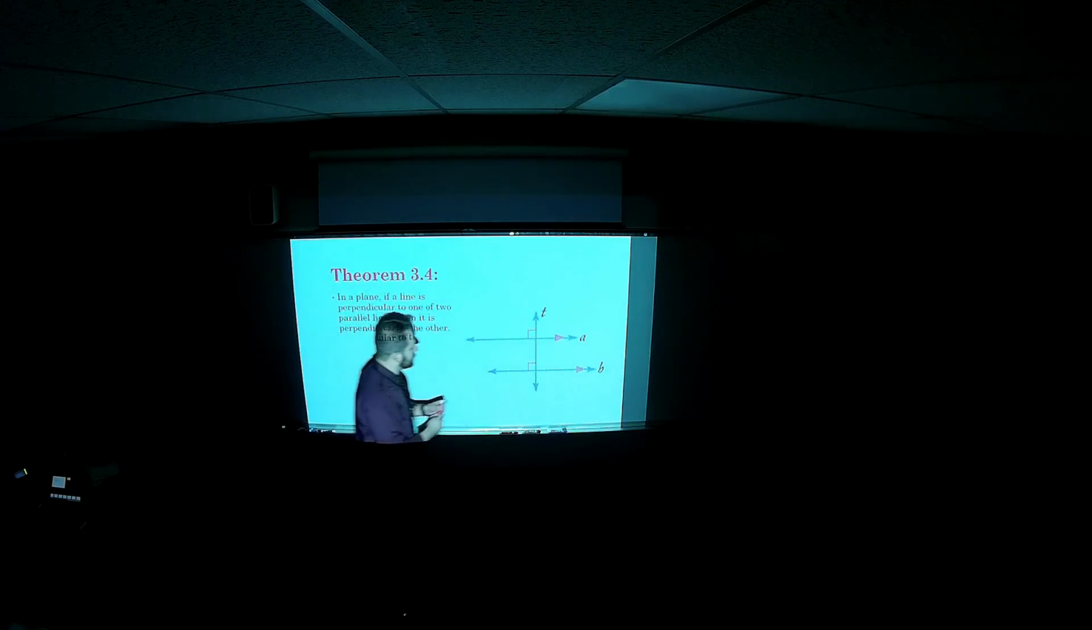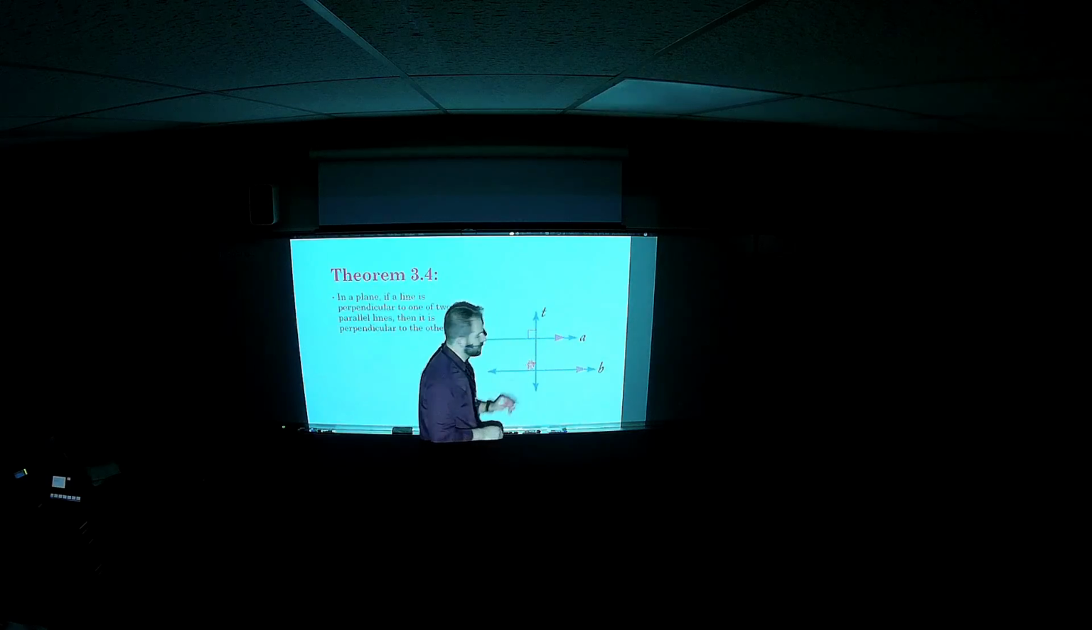Okay, good. So, 3-4. In a plane, if a line is perpendicular to one of two parallel lines, then it has to be perpendicular to the other. So here's the picture. The picture that I picked is actually showing what we're trying to prove. We have parallel lines. If this transversal T is perpendicular to one of the lines, it has to be perpendicular to the other line. So this is what we're trying to prove, this little symbol on that second one. We have to imagine that it is not there right now. So ignore that symbol. It's not supposed to be there.